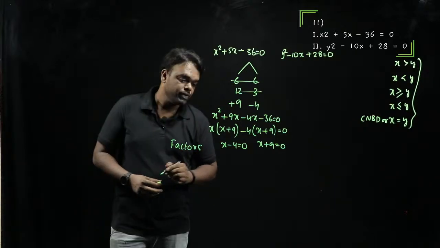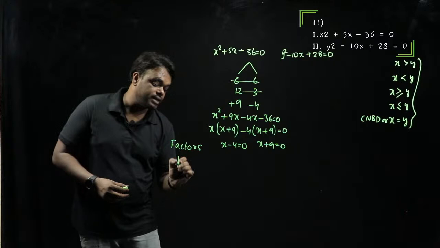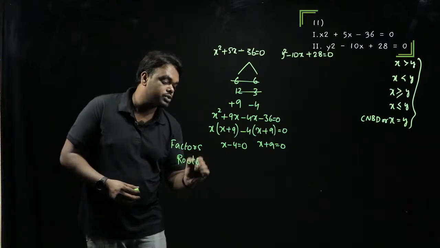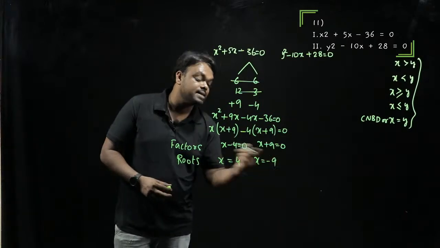Now, तो ये क्या है? ये दोनों factors है, ये roots नहीं है. तो roots क्या होगा? Roots x equal to 4, x equal to minus 9. These are the roots of x.